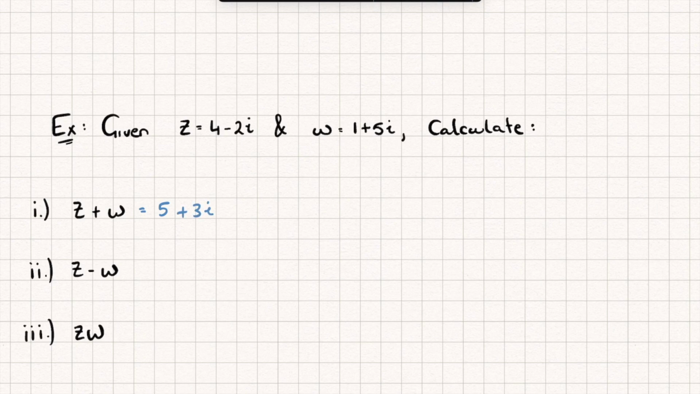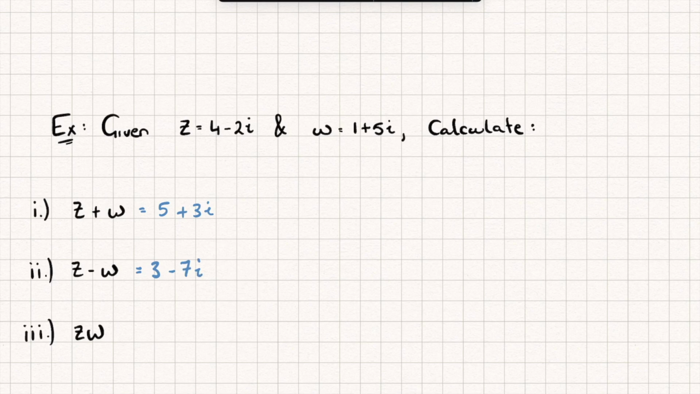So that's pretty straightforward. Subtraction is just as easy, so we just subtract the imaginary parts, then subtract the real parts, or the other way around, doesn't really matter. So here I'm going to do 4 subtract 1, that's going to give me 3. Then I'm going to do -2 subtract 5, which is going to give me -7i.